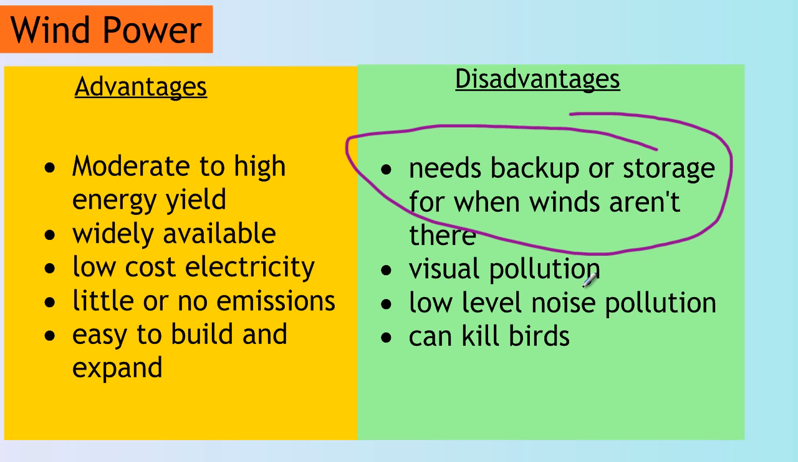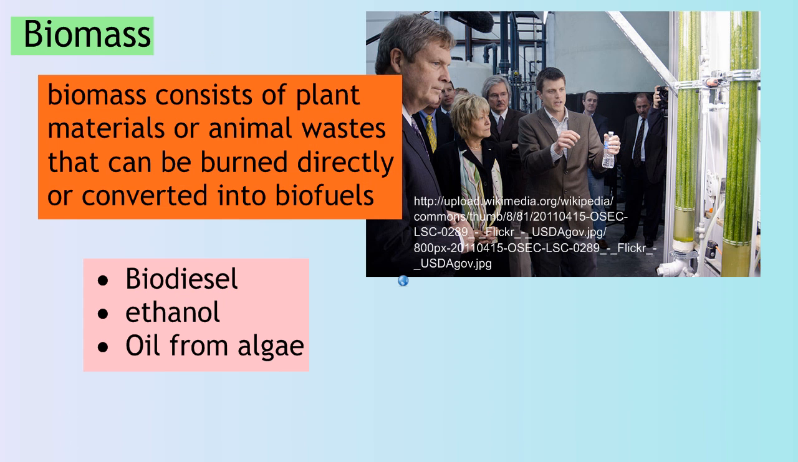Of course, there are a couple other minor details. Some people don't like the looks of them, and you get a little bit of low-level noise from them if you're living close to them. And of course, they can kill birds. That can kind of be mitigated depending on the way that they're set up in the areas that they're set up in as well. Our third type of renewable energy for today is biomass.